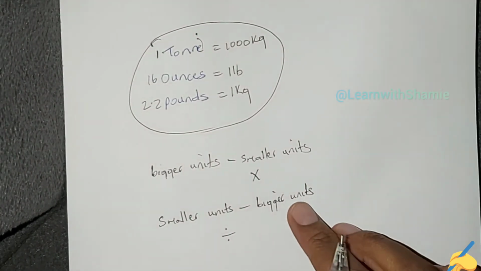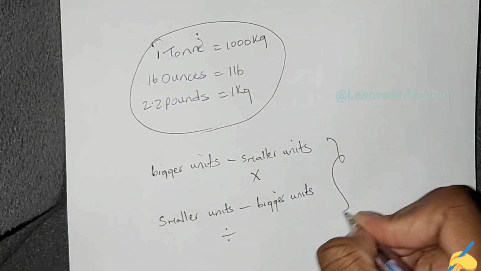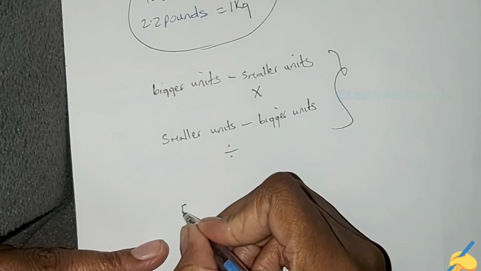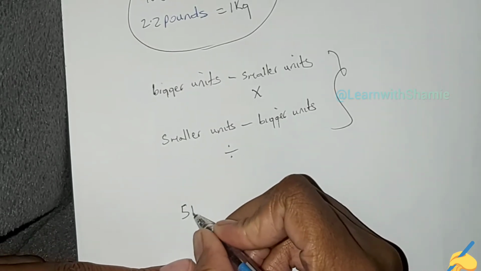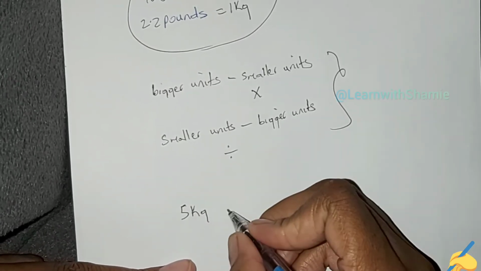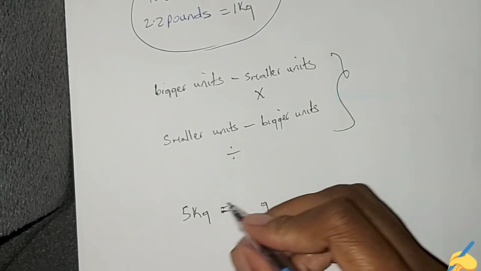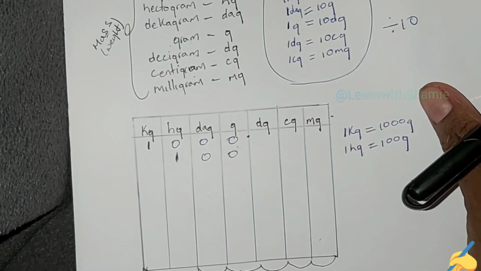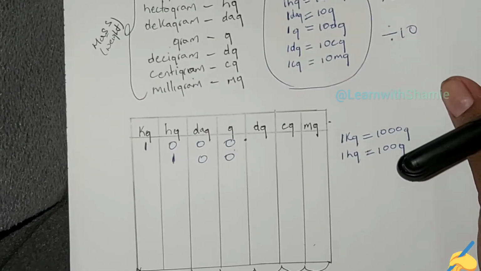I'm going to show you a few examples of that. So for example, we have 5 kilograms to be converted to grams. So 5 kilograms would be equal to how much gram? We're going to go back on our chart.